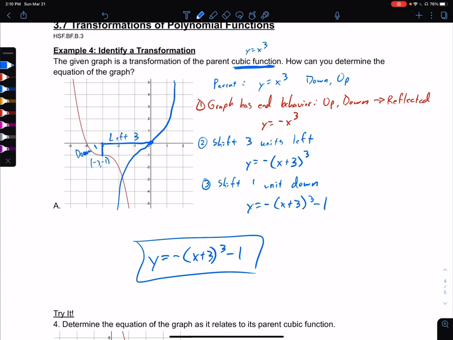Take your time with these. You really can't make drastic mistakes unless you're careless, kind of like I was, where I put the wrong number in. It's always going to be pretty obvious whether it's going left or right, up or down, and then you just have to be very aware of whether there is or is not a reflection. And that's all. Try the try it problem, and you should be good from there.